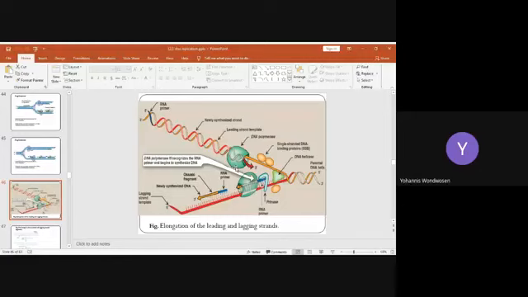So this diagram is also indicating the primer as well as the newly synthesizing DNA strand.